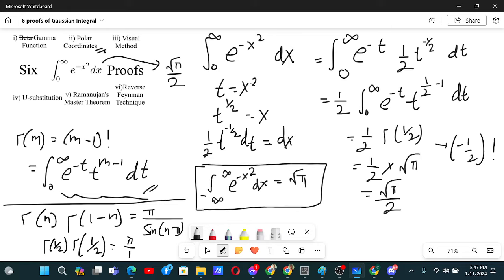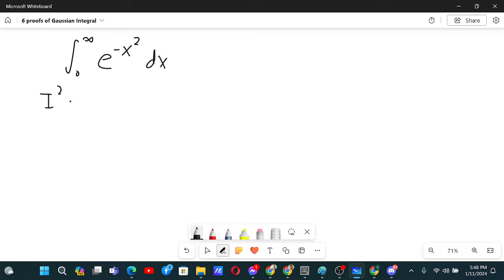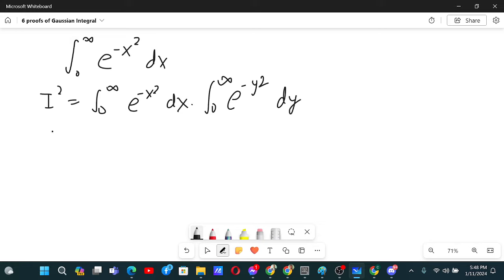Let's go to polar coordinates. We have this integral. Now for polar coordinates, you will need to have a double integral. So first of all, let's square this so that you will have two such integrals. But there's no use having two such integrals in the same variable. That's why we will change this dummy variable into a different one. Now we can just merge these two integrals. That's allowed.